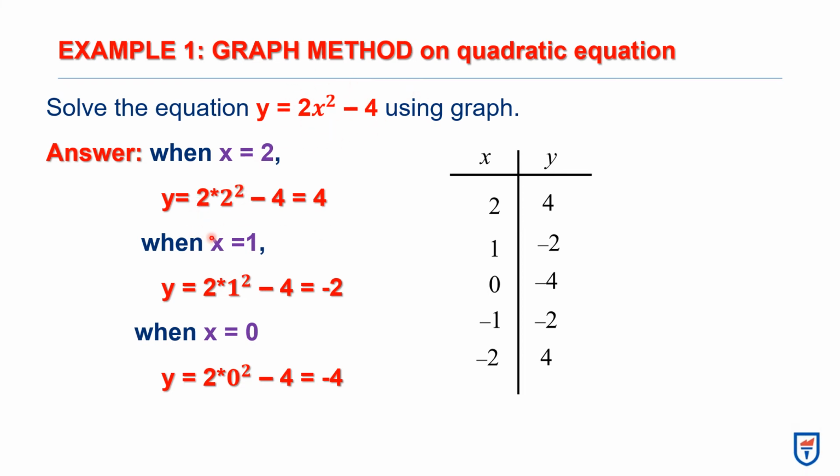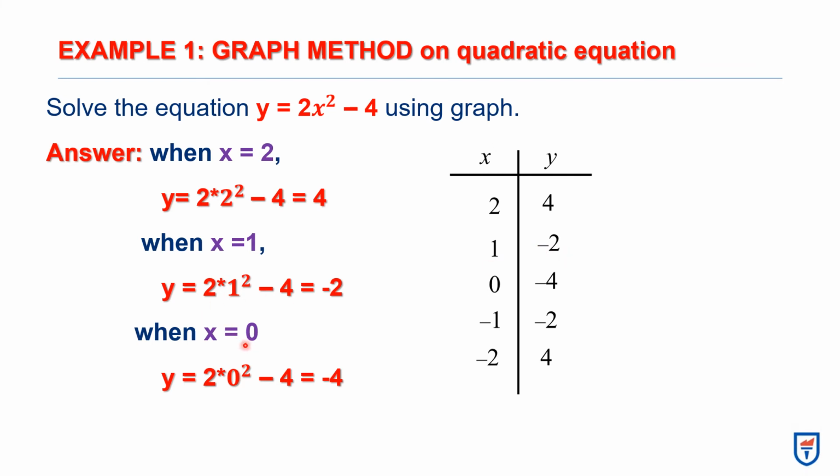When we substitute 2, we get 2 times 2 to the power 2 minus 4, and get the value of y as 4. So now we've got one of the coordinates, which is (2, 4), and then we let our value of x be equal to 1, our random value again. Then we substitute 1 inside the equation in place of x, solving for the value of y. We get 2 times 1 to the power 2 minus 4, and the value of y is minus 2. And now we've got our second coordinate, which is (1, -2).